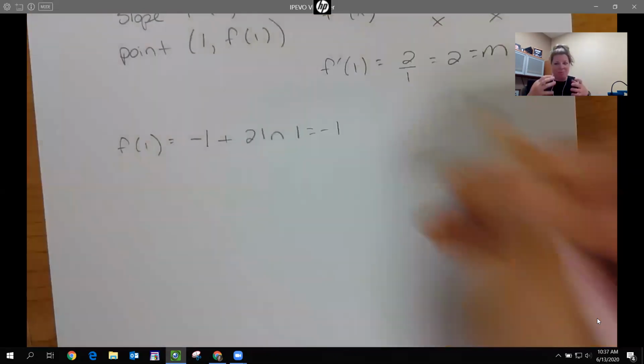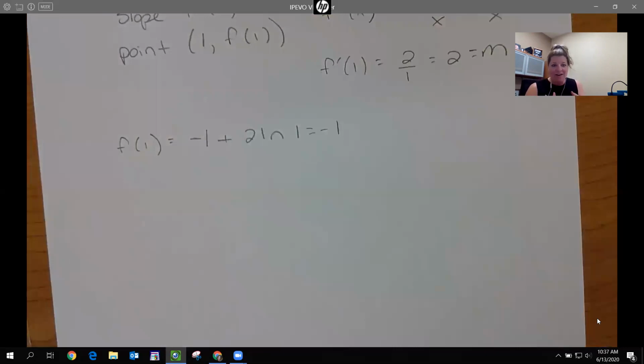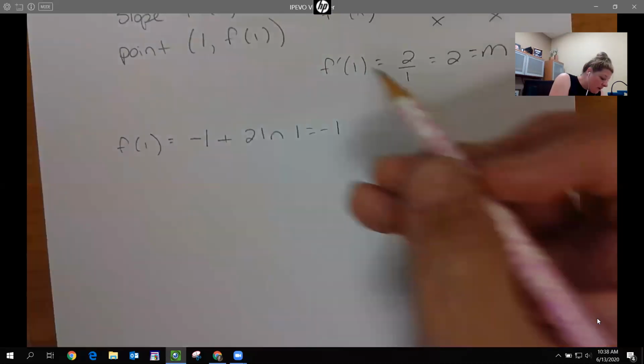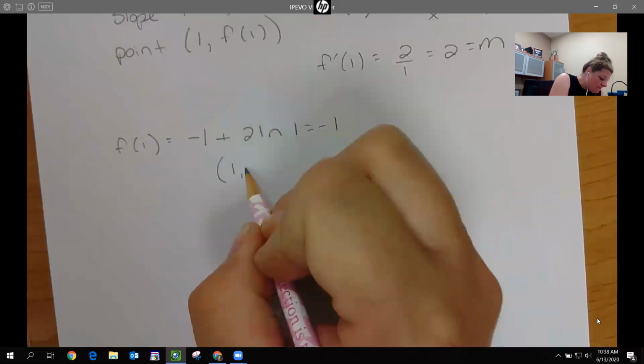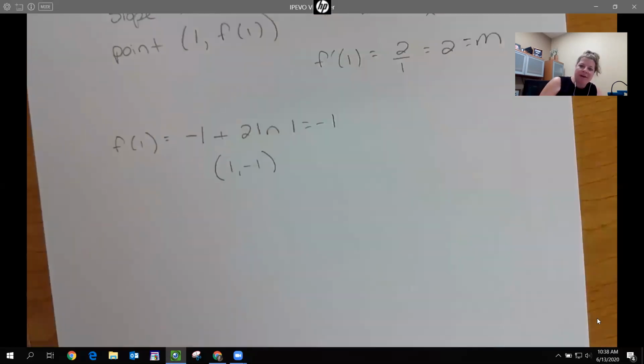Now, at this spot, you could have it be a natural log number. Like I could have ended up with like 2 natural log 4, and you would have to finish the problem with natural logs in it. So we got a pretty number here, so our point is 1, -1. Some of yours all have pretty numbers and some don't.